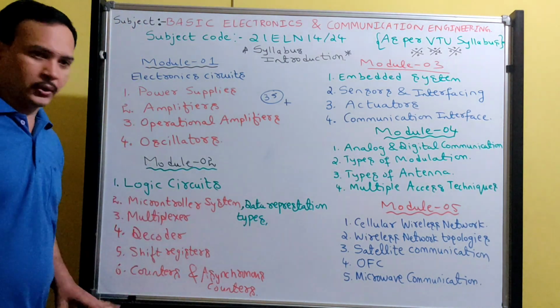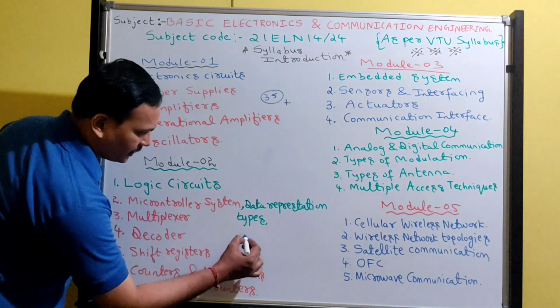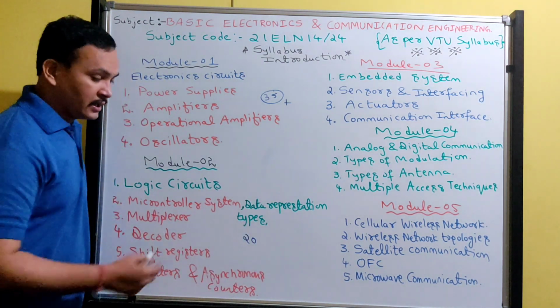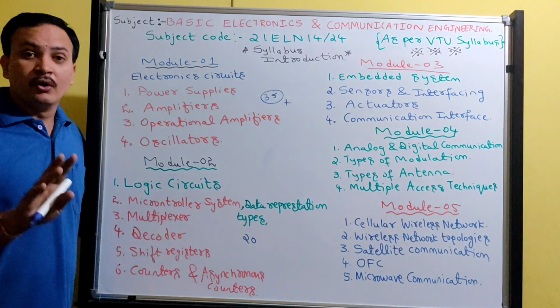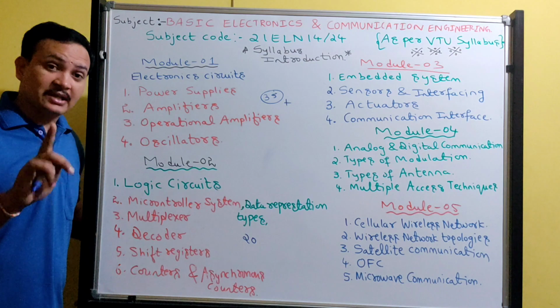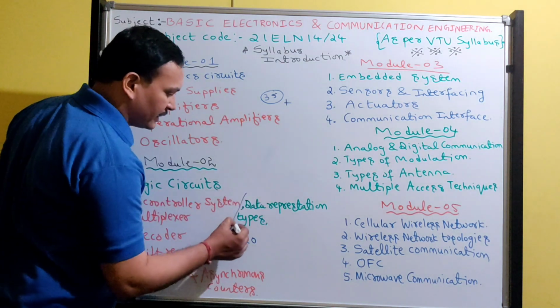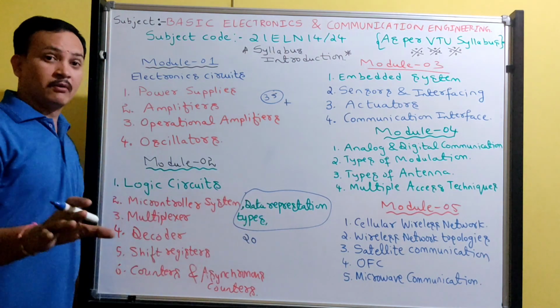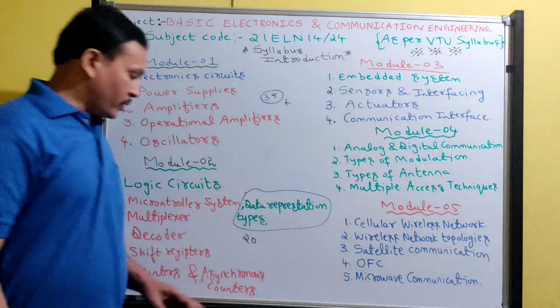So this is about module 2. In module 2, there will be 20 subtopics. Each and every topic has diagrams. No numericals in module 2. They will ask numericals only in data representation types. In this topic, there will be numerical. Next, move on to module 3.